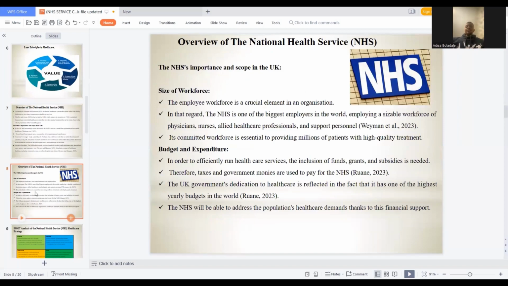Next slide. The NHS in the UK is one of the largest employers in the world, with a significant workforce of doctors, nurses, allied healthcare professionals, and support staff. The government provides a high budget for the NHS, funded by taxes and government monies, reflecting its commitment to healthcare. This financial support enables the NHS to effectively address the healthcare needs of the population. I'll be handing over to Omowumi.